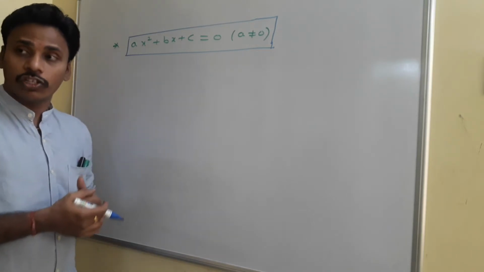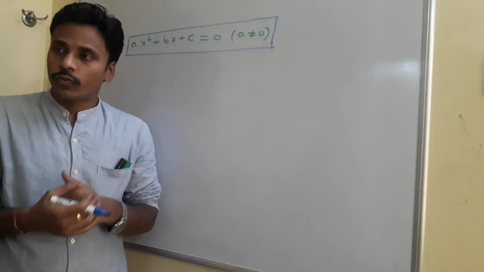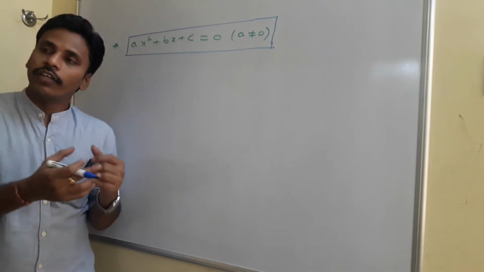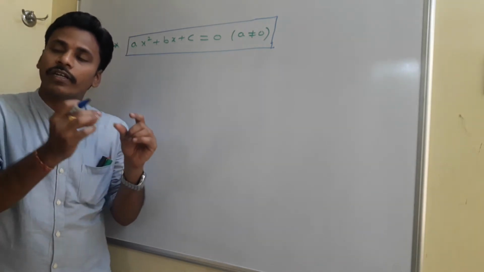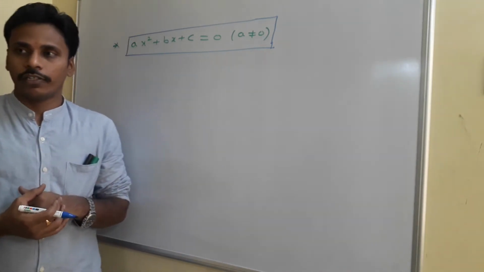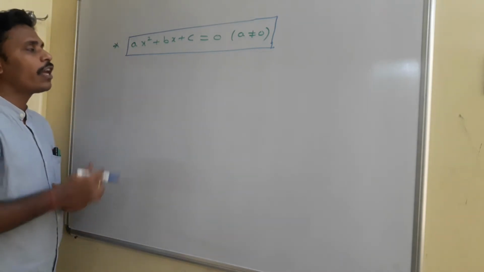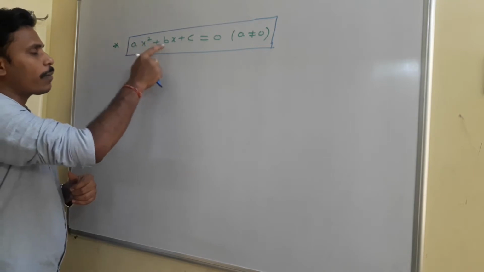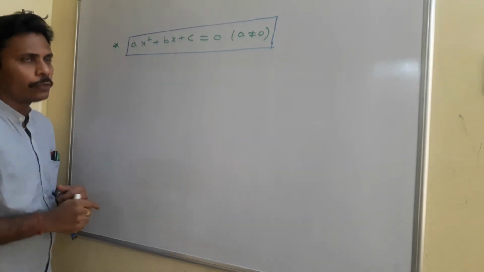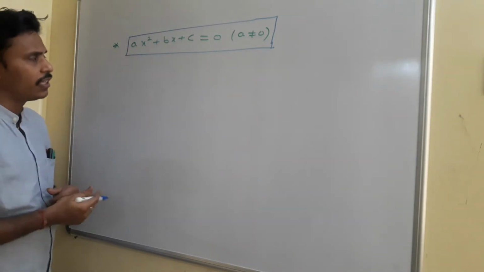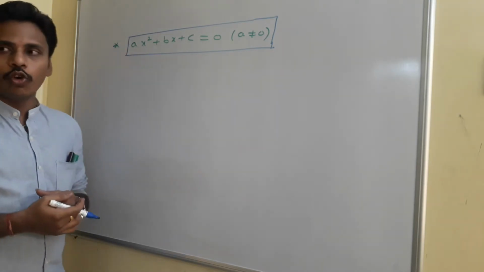As we discussed in the last class, to use the perfect square method, initially we need to search for a perfect square term in the given expression. Look at this. Is there any perfect square term or not? If you look at this, ax square plus bx plus c is equal to 0. No perfect square is there here because we don't know the value of a.